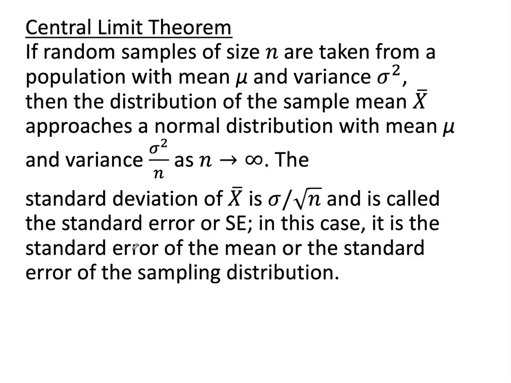The standard deviation of x bar is sigma over square root n, which makes sense because if the variance is sigma squared over n, then the standard deviation is going to be the square root of that, which is sigma over square root n. This is called the standard error, or SE. In this case, it is the standard error of the mean, or the standard error of the sampling distribution. This is the key fact I want you to remember.